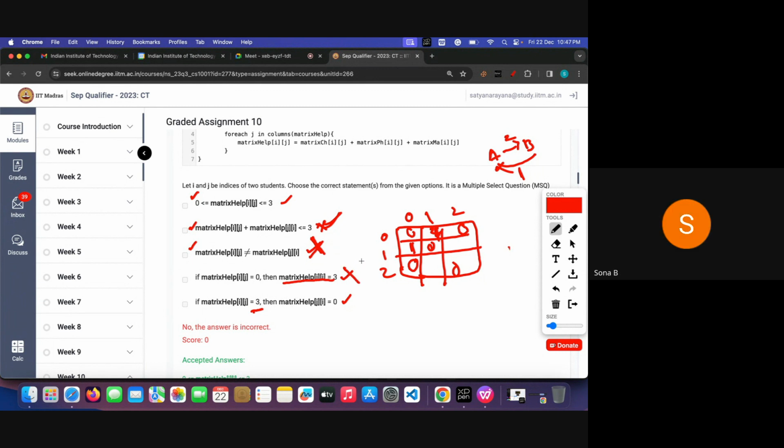So the right options are A, B and E. For the E option, it is true because they have specifically mentioned that if I is helping J in all 3 subjects, then J cannot help I. So it's already 3 subjects of help you are getting from I to J. Then there is no chance that J can help I. Okay, yes, sir.